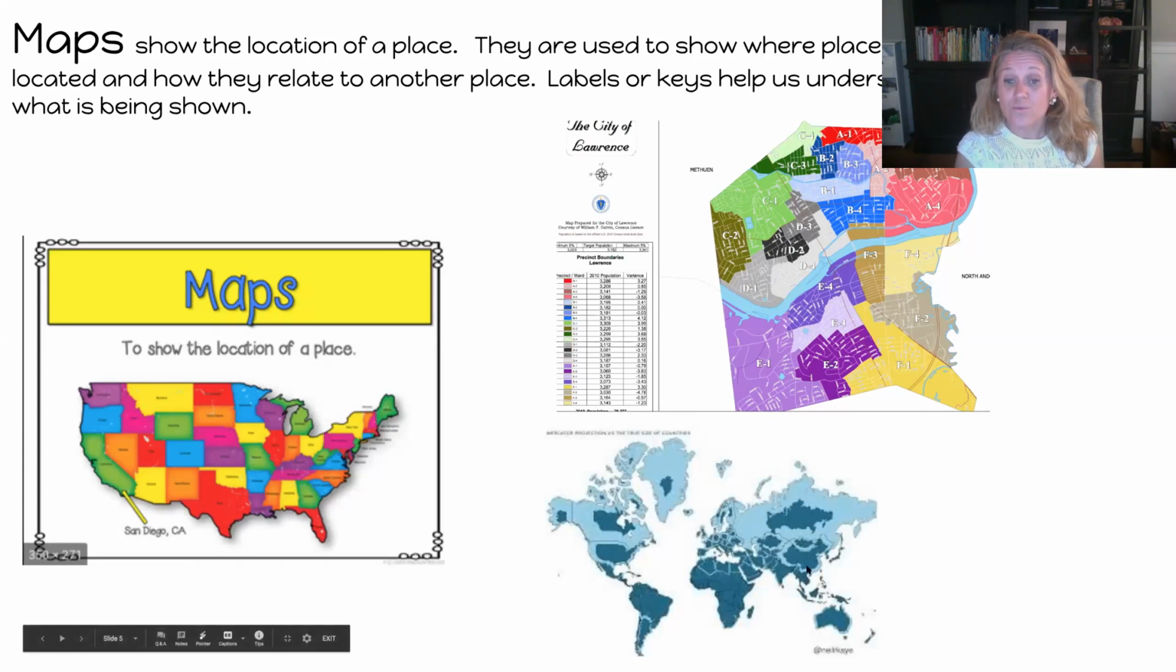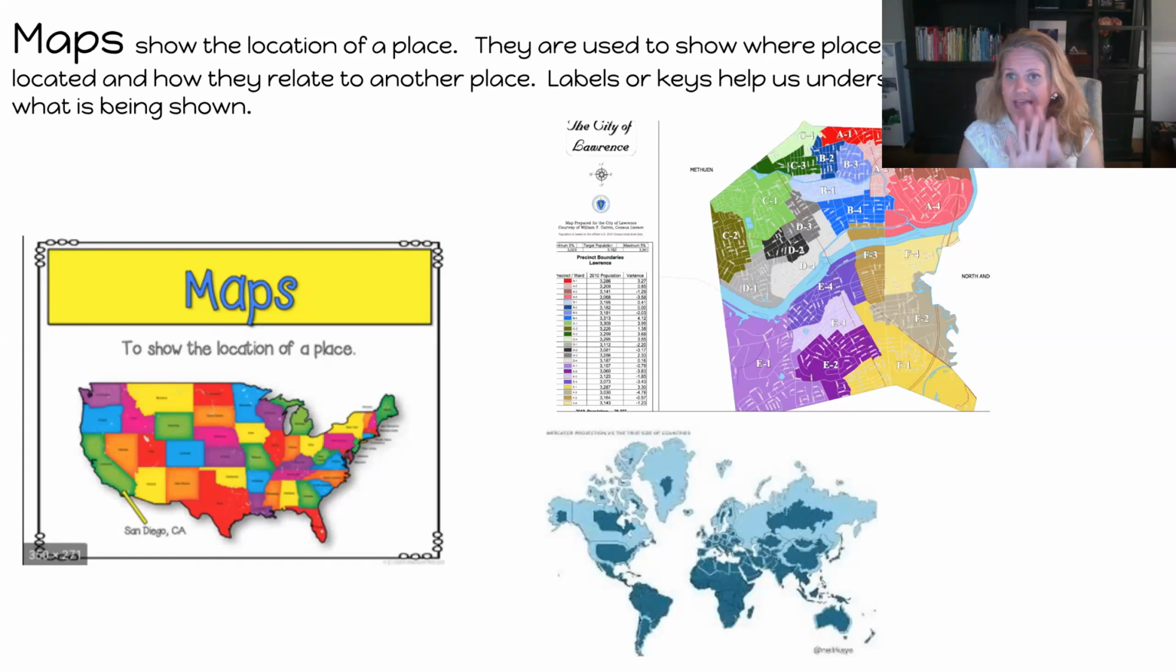But down below, we have a map of the world. Now, that would be if you took the Earth and you flattened it out, that's how it would relate to each other.